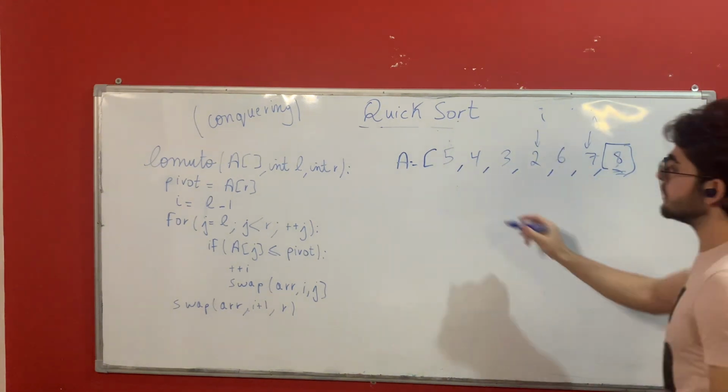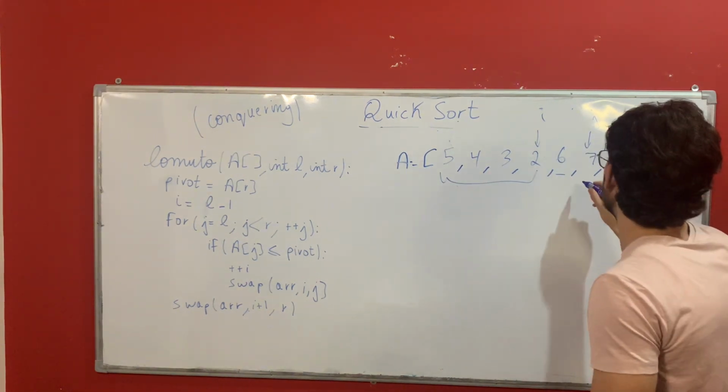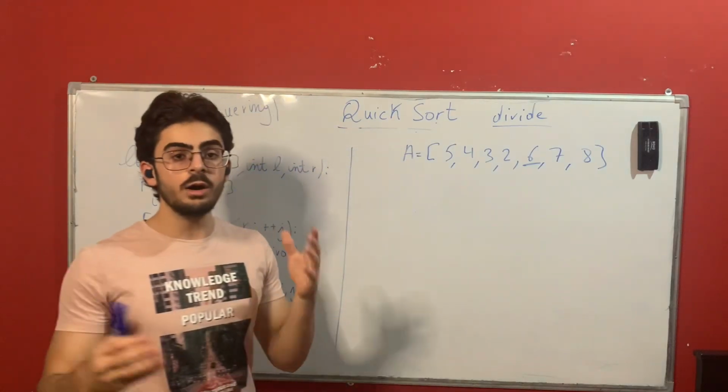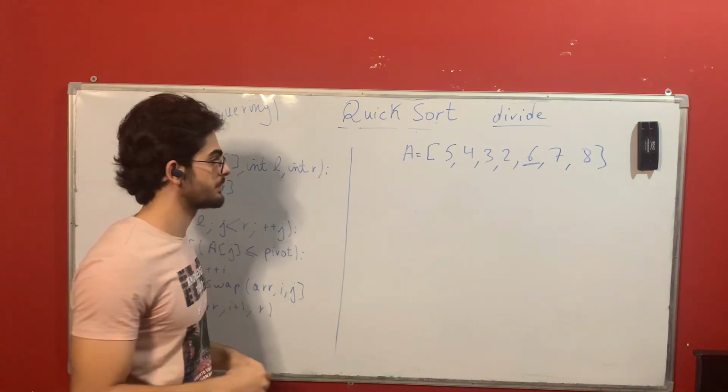This will ensure that all the elements to the left side of 6 are smaller than 6 and the elements to the right side of 6 are greater than 6. Now let's see the dividing side of the quicksort approach.